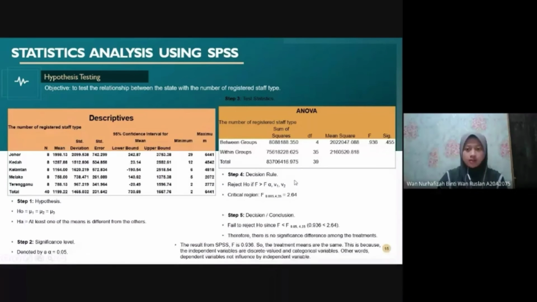8370641.975. For step 4, decision rule: reject the null hypothesis if F is bigger than F alpha, value 1, value 2. Critical region F 0.05, 4, 35 equals 2.64. For step 5, decision: fail to reject the null hypothesis since F is less than F 0.05, 4, 35, 0.936 less than 2.64. Therefore, there is no significant difference among the treatments.